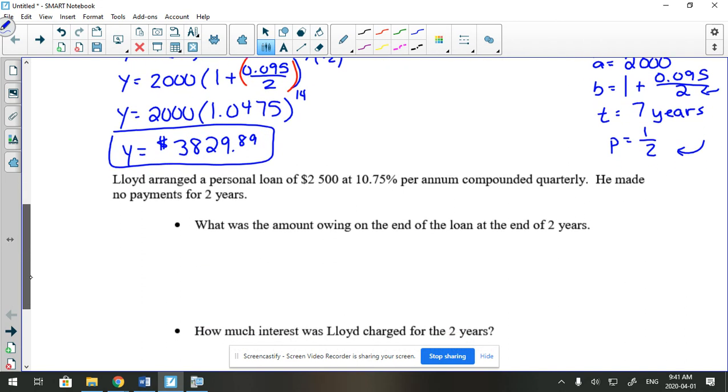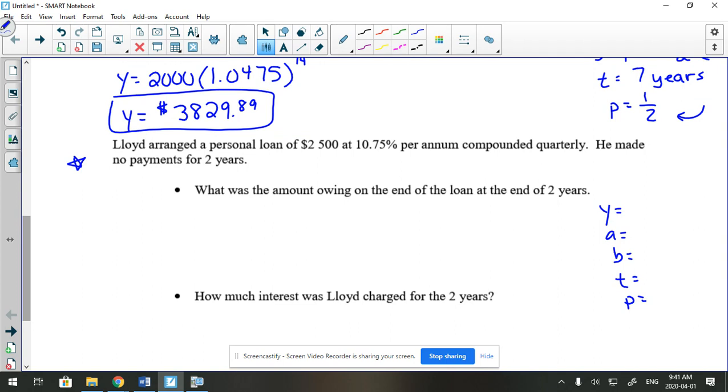Okay, let's do another one. So we're going to look at Lloyd. Again, same thing, we're going to set up our equation. It says Lloyd arranged a personal loan of $2,500. So he's getting a loan of $2,500. That's the starting amount of the loan. But of course, when you take a loan, when you pay it back, you have to pay back a little bit of interest. So you're going to have to pay back more than you borrowed. At 10.75% per annum, compounded quarterly.